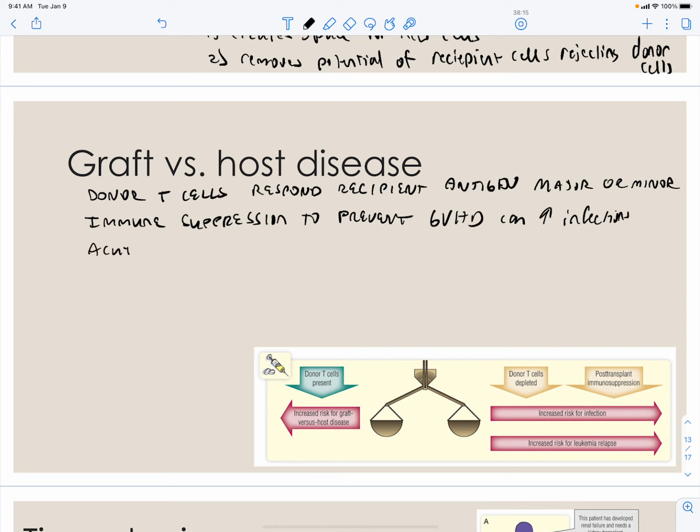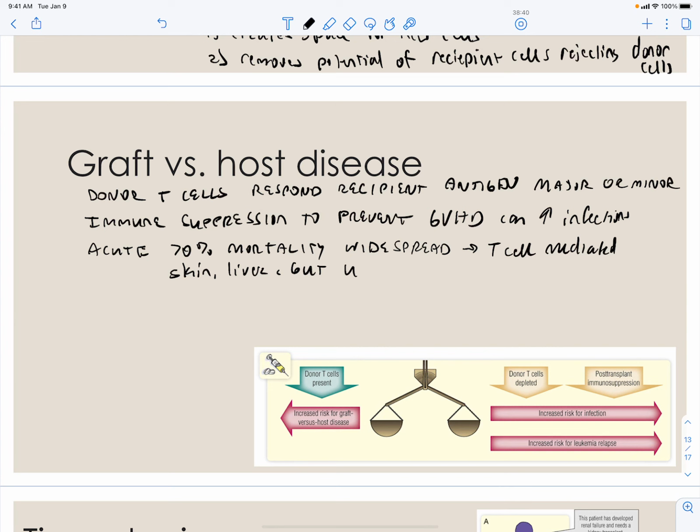So we have acute, and this is going to be skin, liver, gut, lungs. And we have chronic, which is going to occur later, and it affects skin and liver.